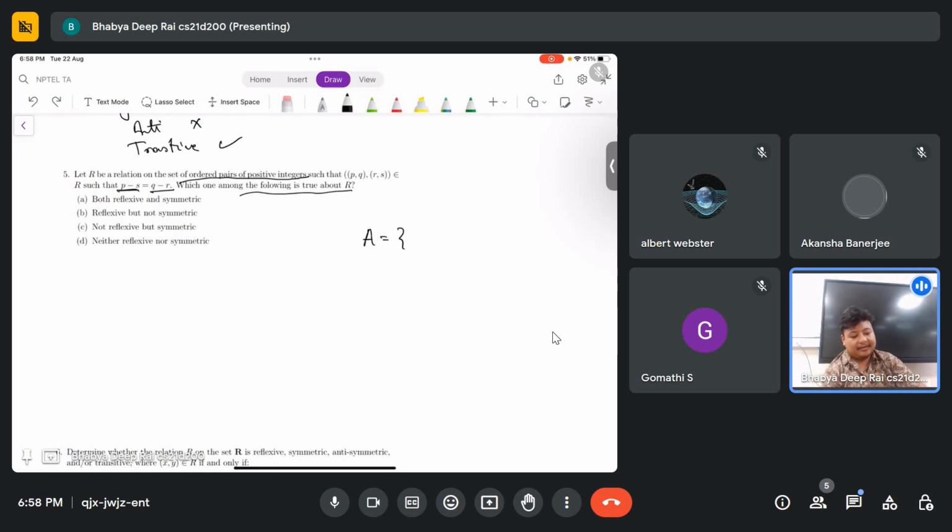So yeah, I was saying that ordered pairs of positive integers look something like 1, 1, 2, and so on, 2, 1, 2, 2. So what would a relation on A look like? It would look something like P minus S equals Q minus R. So 1 minus, 2 minus.